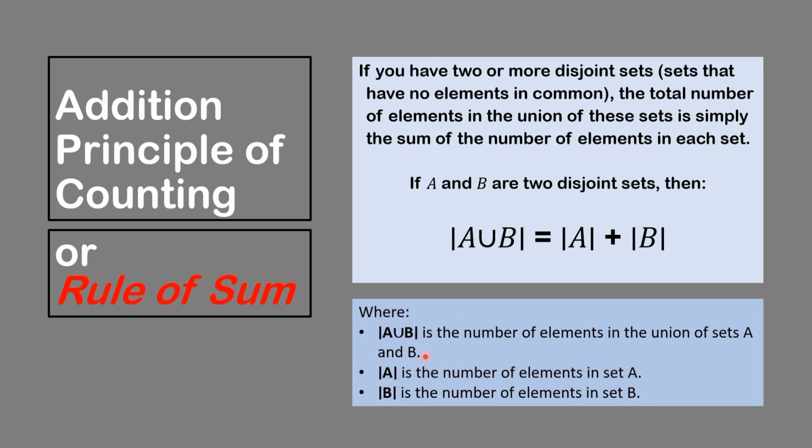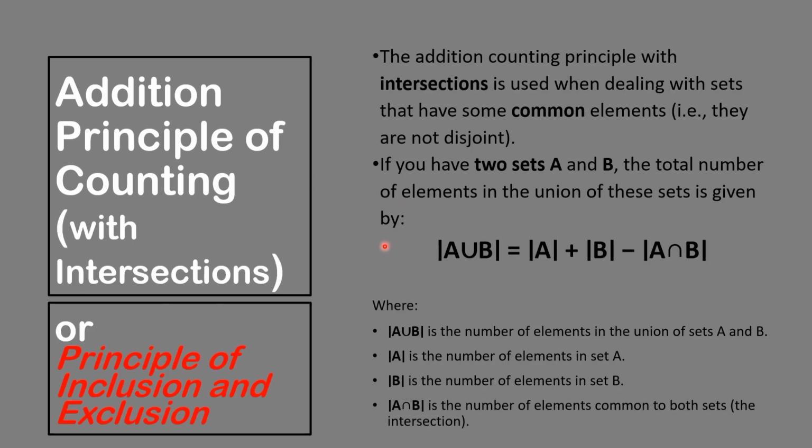If A and B are the two disjoint sets, then |A ∪ B| = |A| + |B|, where |A ∪ B| is the number of elements in the union of sets A and B, |A| is the number of elements in set A, and |B| is the number of elements in set B. In simple words, just add the elements or outcomes in the events.